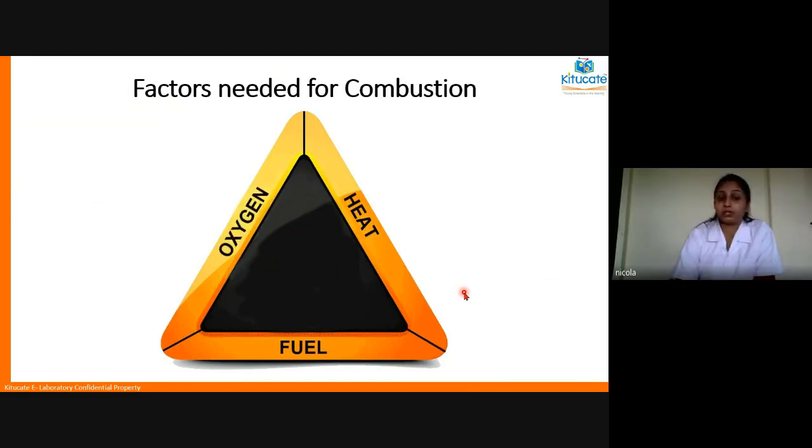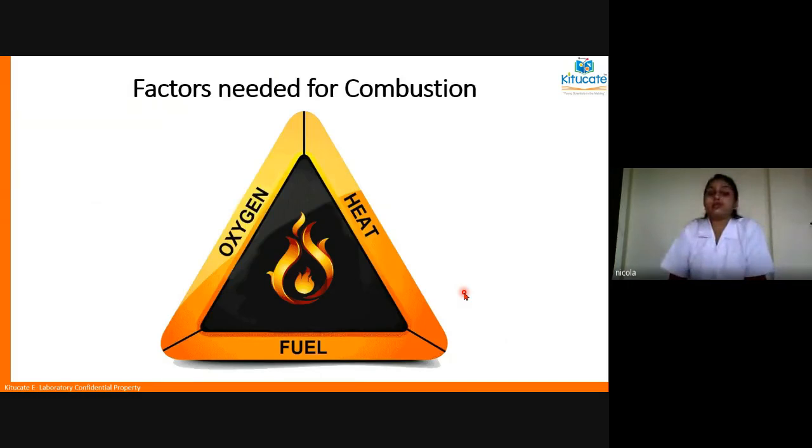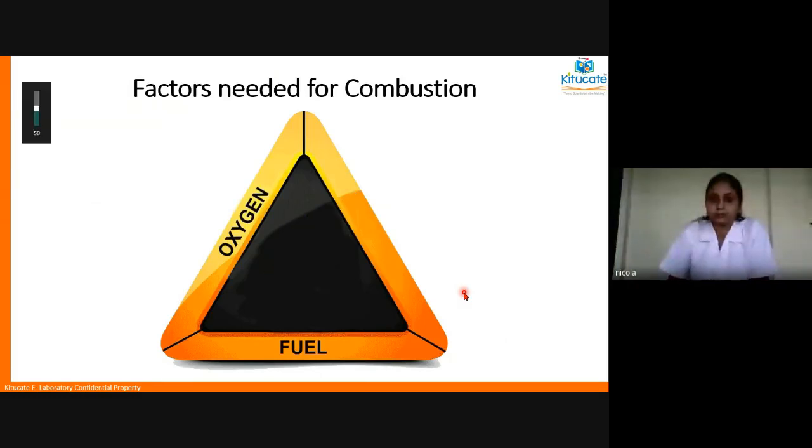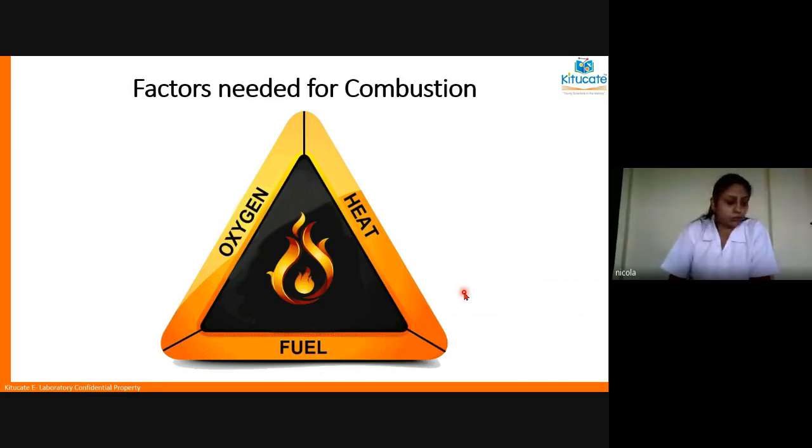Now, oxygen. Oxygen is also very important for combustion. Without oxygen, combustion cannot take place. Where there is no oxygen, burning cannot happen. So oxygen is very much required for burning or for combustion.